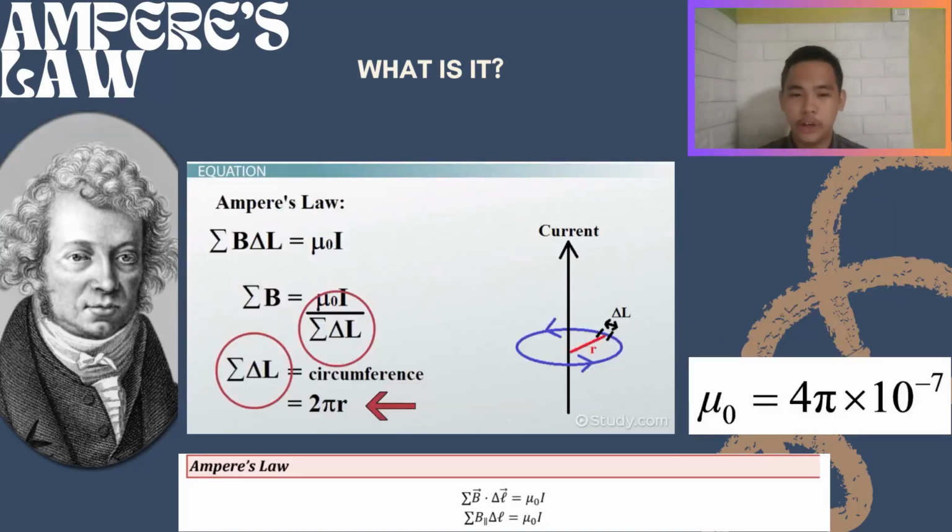Ampere's law and the equation, so what is it nga ba? So Ampere's law, we say that the sum of the magnetic field times the circumference is equal to the permeability times the current. Since ang hinahanap lang natin is yung magnetic field, kailangan natin iiwan si B sa one side. So paano natin nga ba gagawin yun? Siyempre, we just divide both sides by the sum of change of L, which is the 2 pi r or the circumference of the circle.